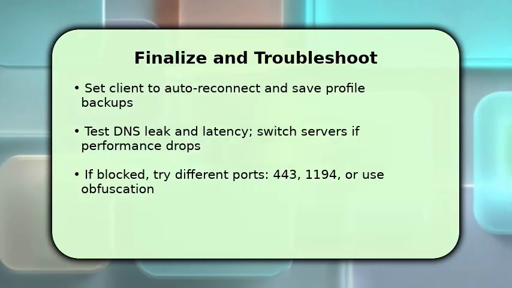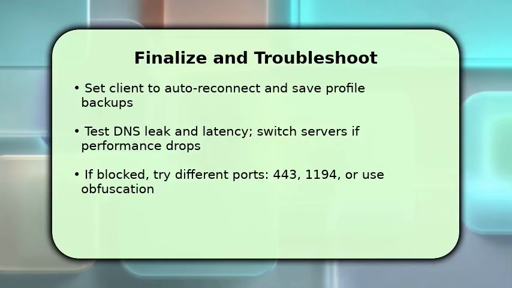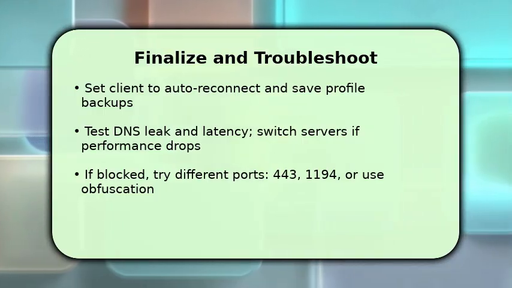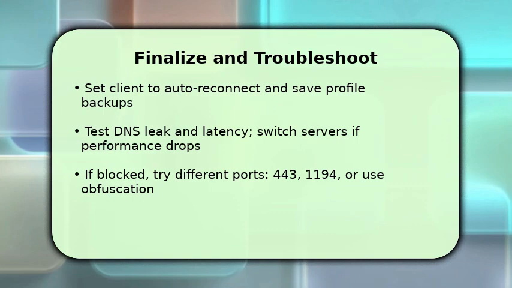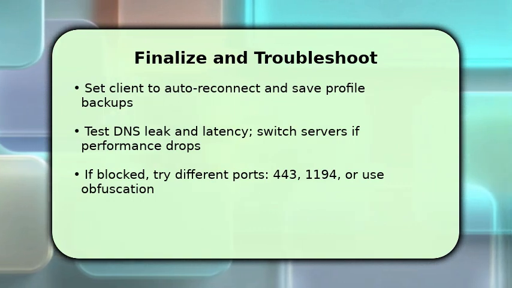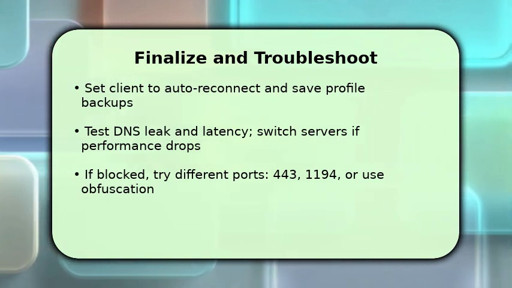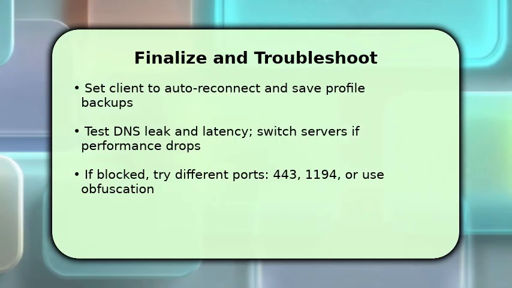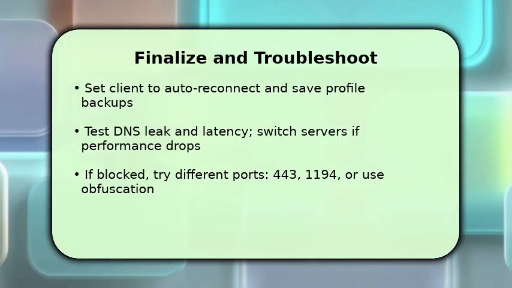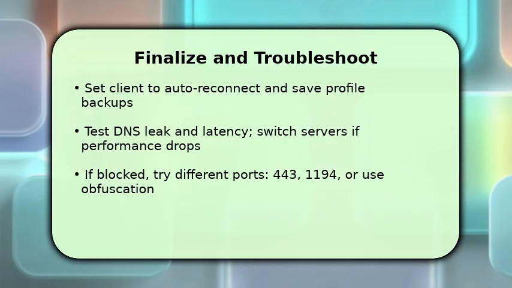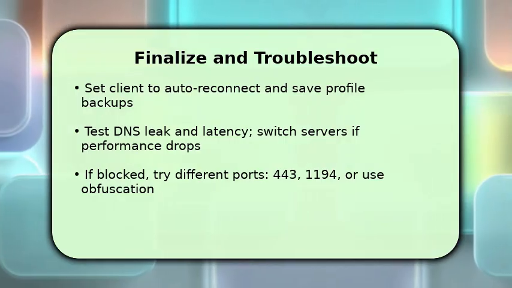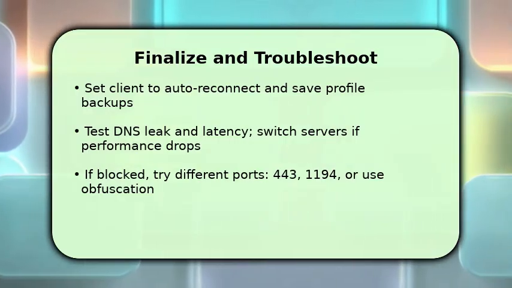If the connection fails or is blocked, try alternate VPN Gate servers. Change ports to 443 or 1194, or enable obfuscation modes. One key troubleshooting tip: temporarily disable firewall or security software to confirm whether they are the cause before reconfiguring rules.